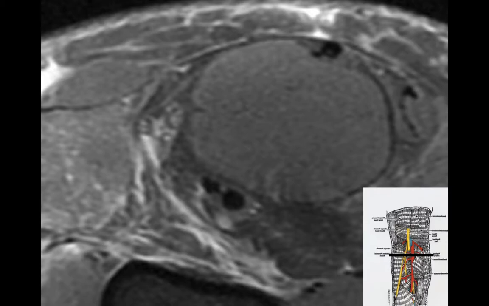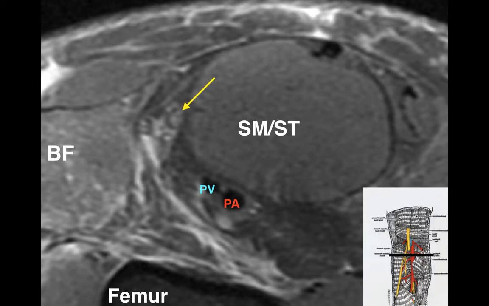In this MRI of the left leg at the level of the popliteal fossa, we can identify the femur, the semimembranosus semitendinosus muscles, the biceps femoris muscle, as well as the popliteal artery and popliteal vein. This image displays the tibial and peroneal nerves immediately inferior to the division of the sciatic nerve.